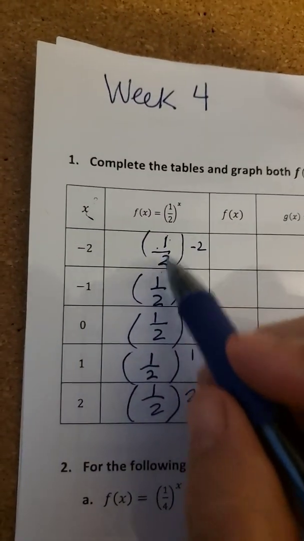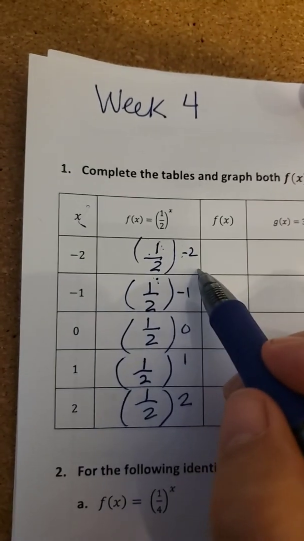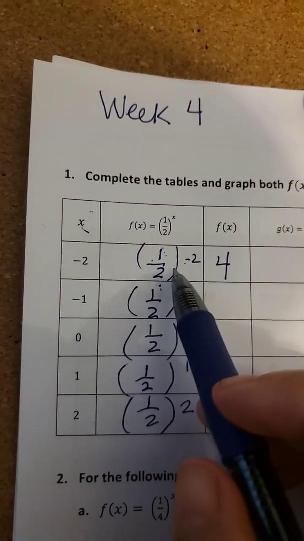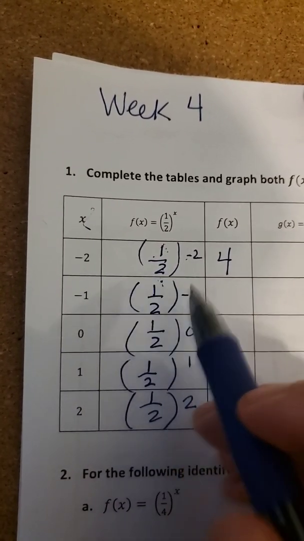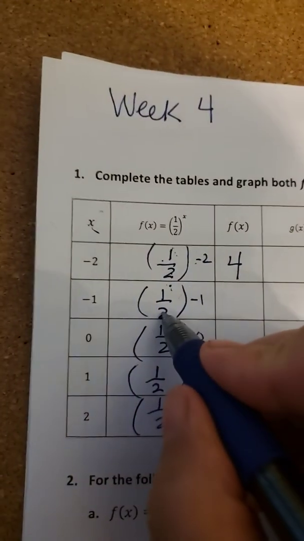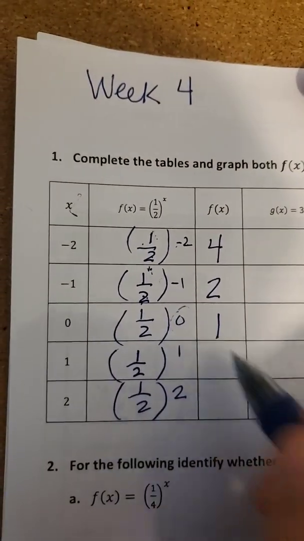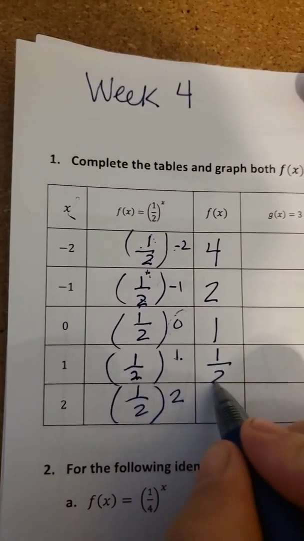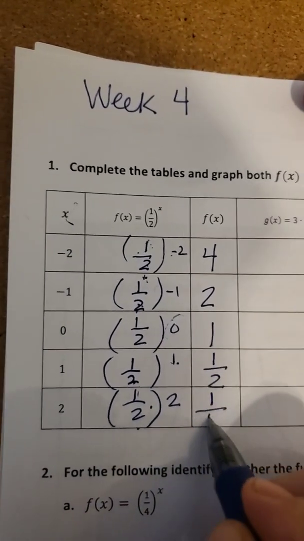So 1/2 to the -2 is going to give me 4, because we're flipping it. It's a fraction, but the exponent is negative, so you flip it over. So it's basically 2 times 2. This one, because it's a negative, it's just going to be flipping this, so you get a 2. Whenever you have 0 as the exponent, you get 1. You have 1/2 to the 1 power, so it just stays the same. And then 1/2 times 1/2 gives you 1/4.